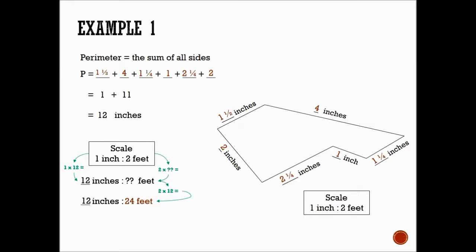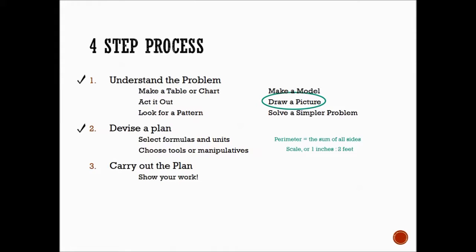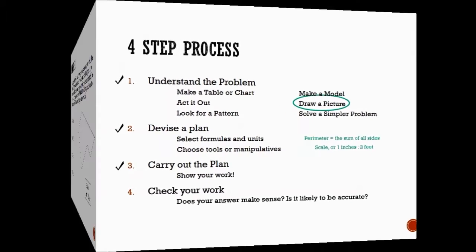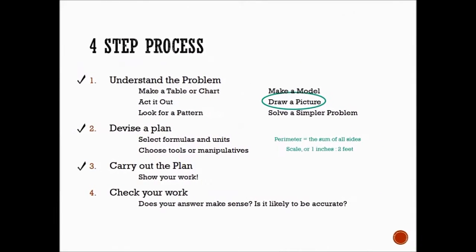Look at the 4-step process. We've understood the problem, devised the plan, carried out the plan, and now we need to check our work. Look at the question. The answer options given are A, 11 feet, B, 24 feet, C, 12 feet, and D, 22 feet. Answer B is the correct answer that matches what we found. You just solved your first problem using the 4-step process.